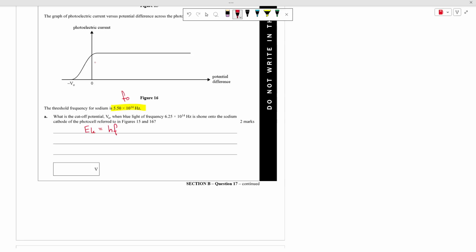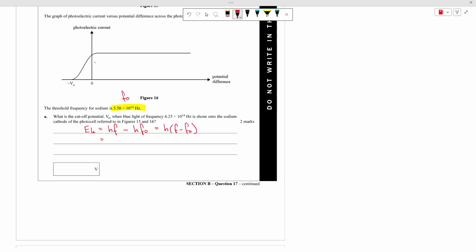Now this F here is the actual frequency being shone on the metal, minus the work function, which is what I was mistakenly trying to work out before because I misread the question. That is F0. Okay, H times F0. And you can factor out that H and you get F minus F0.